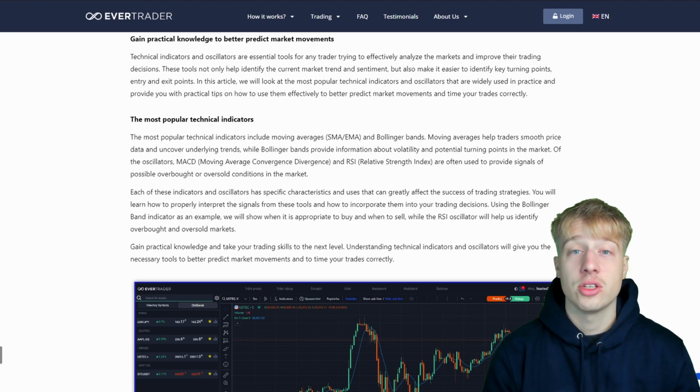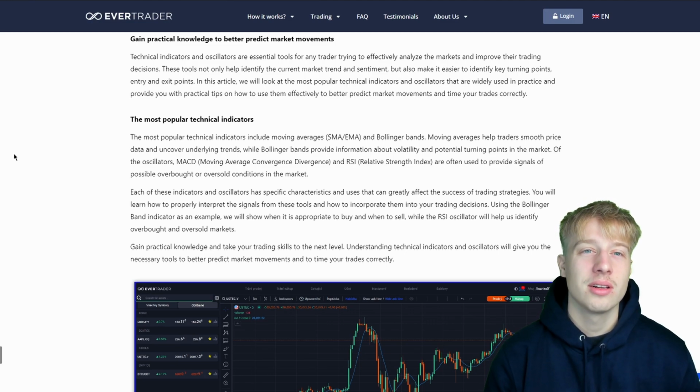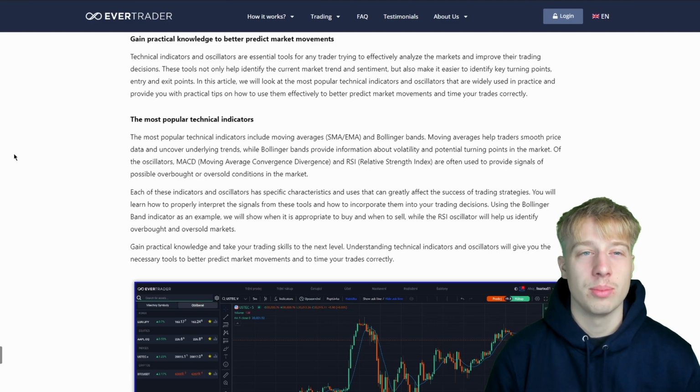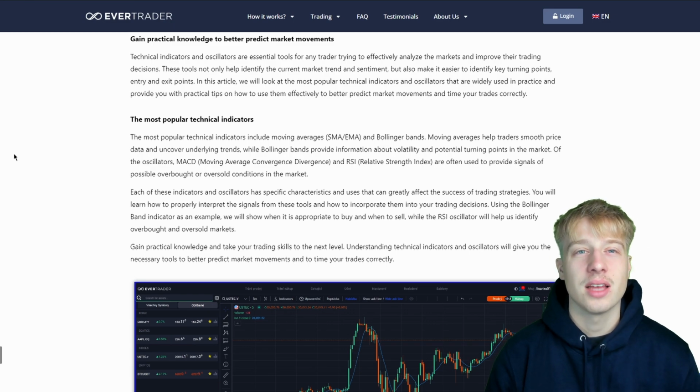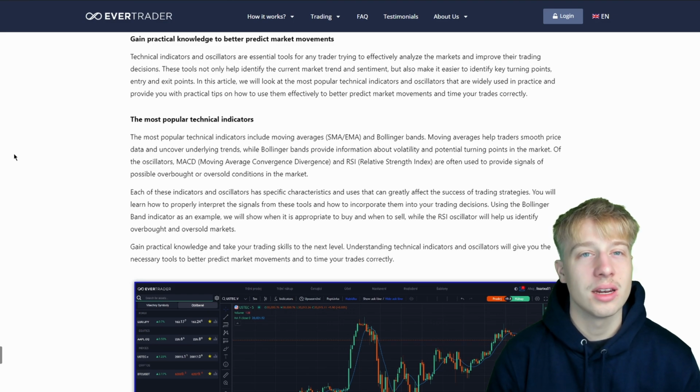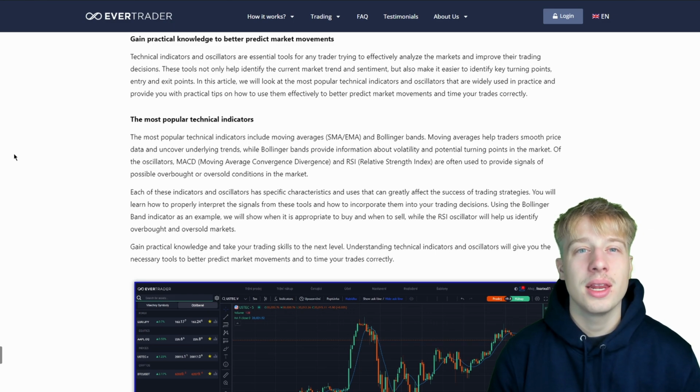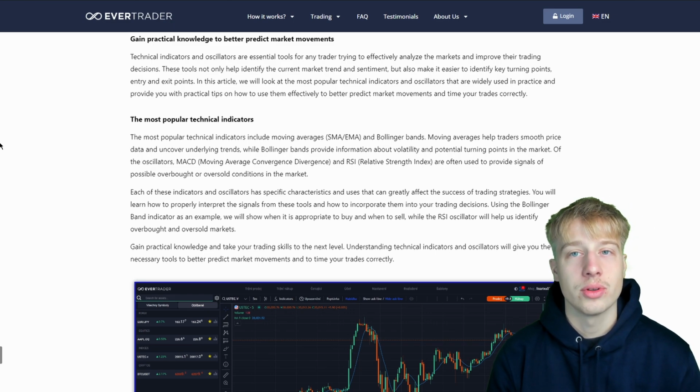4 indicators you should know about. Gain practical knowledge to better predict market movements. Technical indicators and oscillators are essential tools for any trader trying to effectively analyze the markets and improve their trading decisions. These tools not only help identify the current market trend and sentiment, but also make it easier to identify key turning points, entry and exit points.